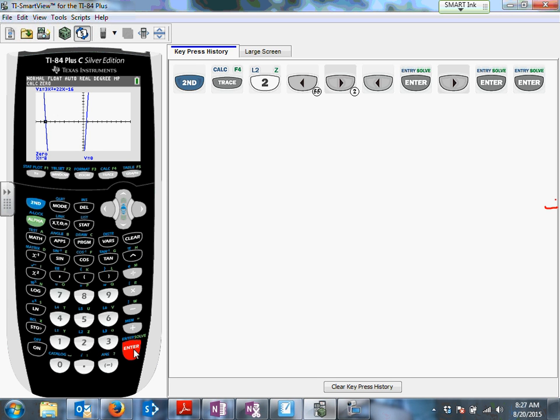Okay, so here are the keys that I pressed. Second trace gets you to the calculate menu, and selecting zeros is how we got there. This is not something that you're going to have to do on a test. This is me just showing you how to use your calculator since you have it.